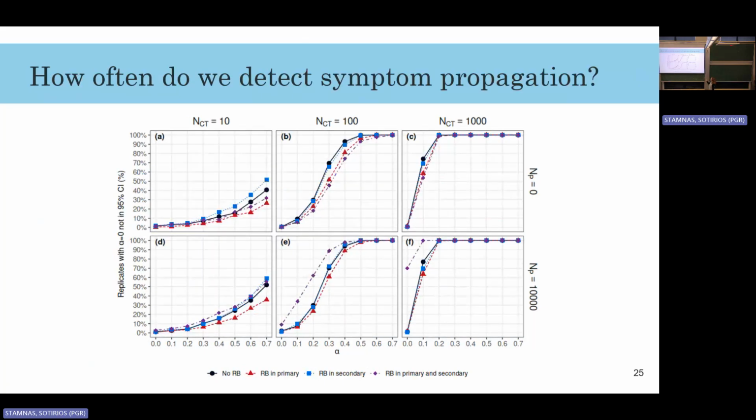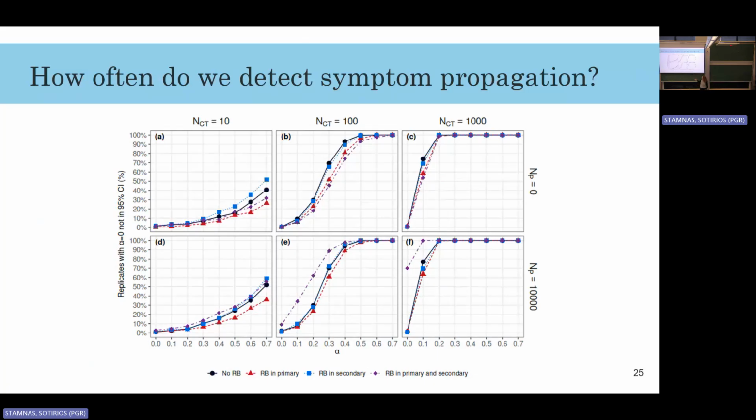And then just finally, one last plot. This is showing how often we detect symptom propagation. So this is what I was saying before: if the true value is alpha equals 0, and you predict alpha equals 1, then you're finding evidence for symptom propagation when there isn't actually any. So this is how many replicates we find significant evidence for symptom propagation, meaning alpha equals 0 is not in the 95% confidence interval. We expect much more support for symptom propagation as the true value of alpha increases, and that does happen. But this is the interesting part.